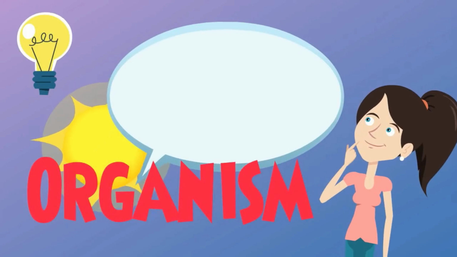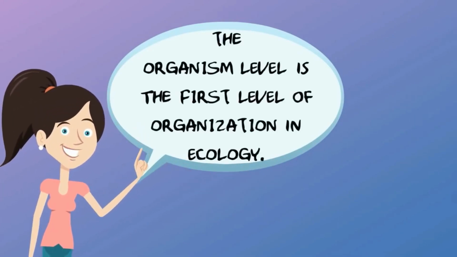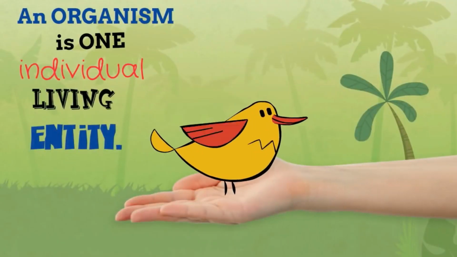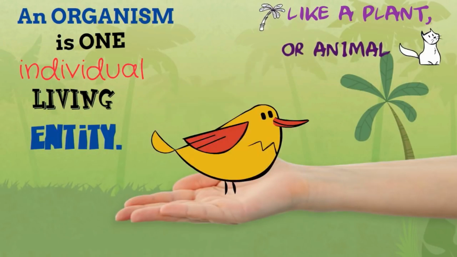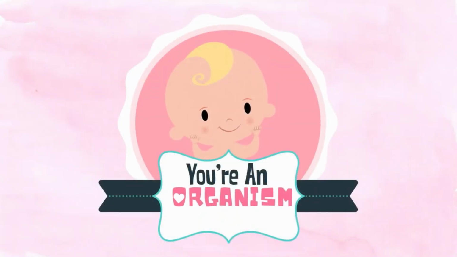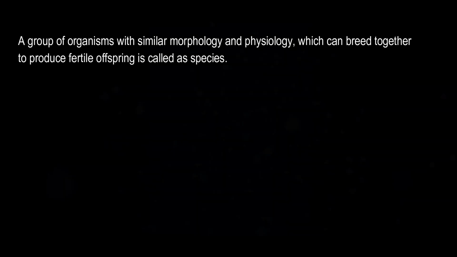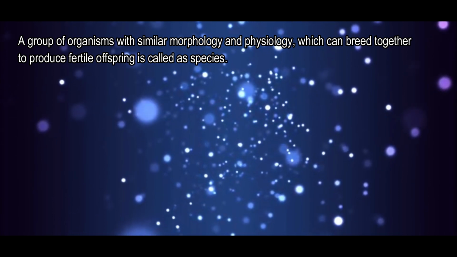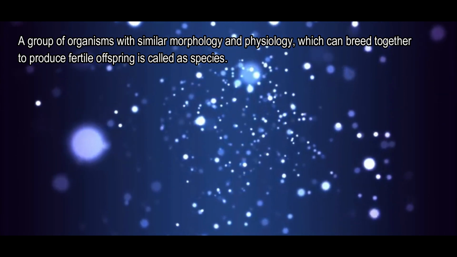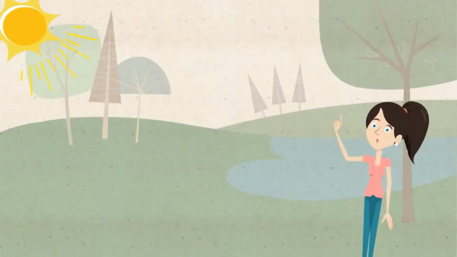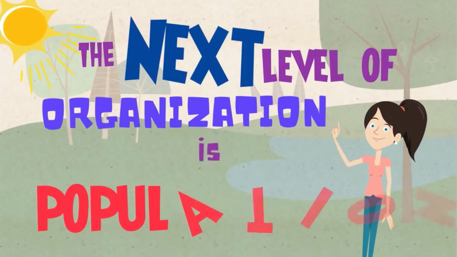The organism level is the first level of organization in ecology. An organism is one individual living entity, like a plant, animal, or microscopic organism. So it means you are an organism too. A group of organisms with similar morphology and physiology which can breed together to produce fertile offspring is called a species.